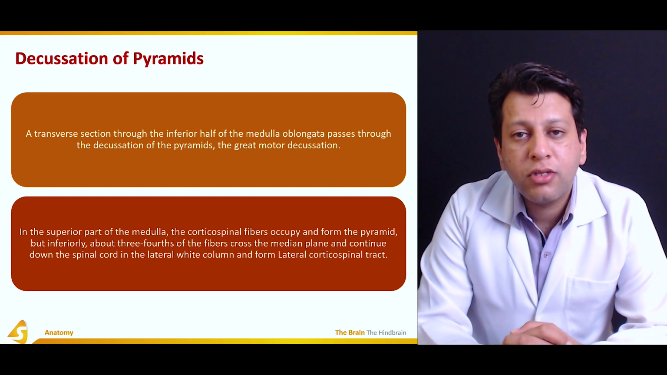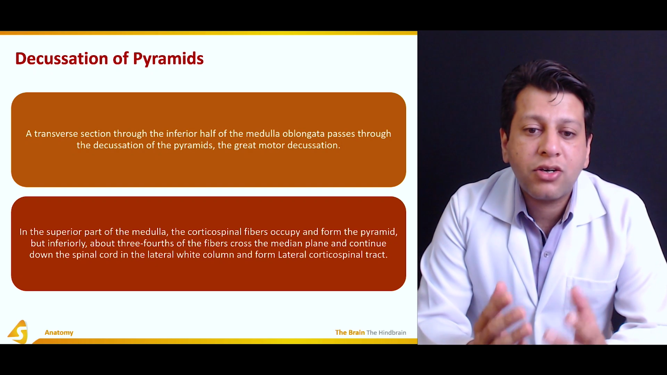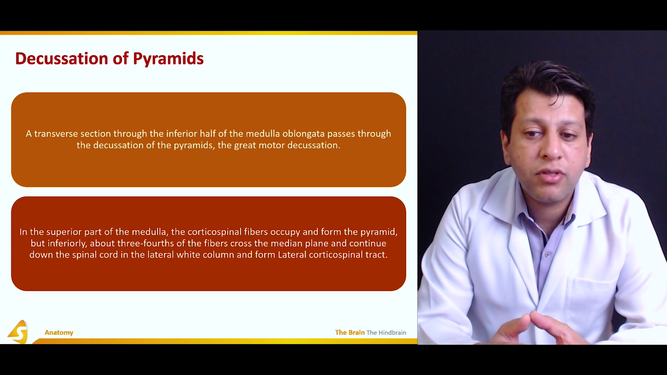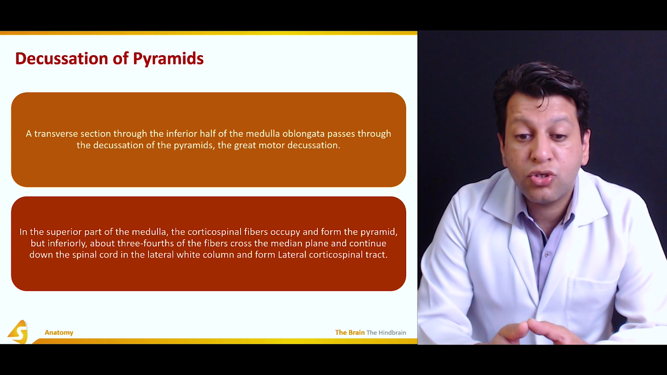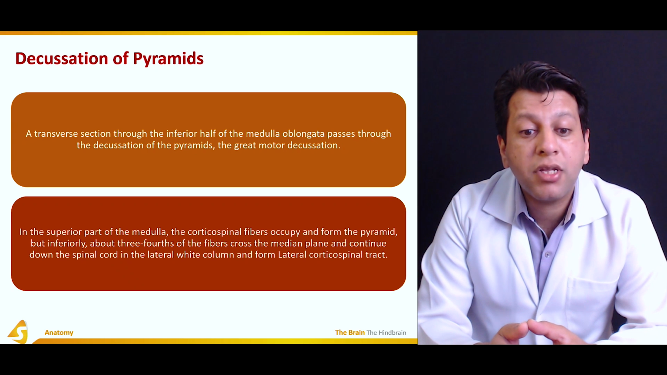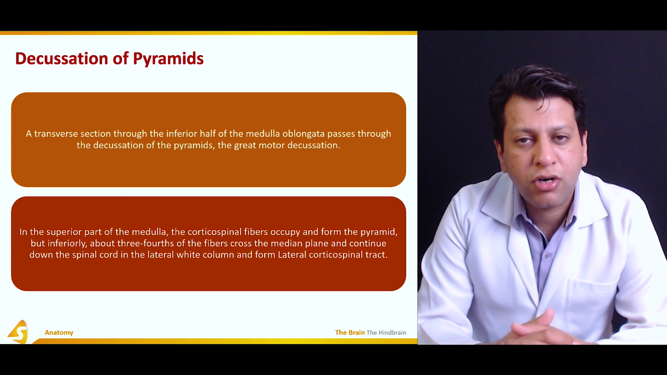As I just told you, there's a very important decussation which occurs. A transverse section from the inferior half of the medulla oblongata passes through the decussation of the pyramids, the great motor decussation. In the superior part of the medulla, the corticospinal fibers occupy and form the pyramid, but inferiorly about 3/4 of the fibers cross the median plane and continue down the spinal cord in the lateral white column and form the lateral corticospinal tract.